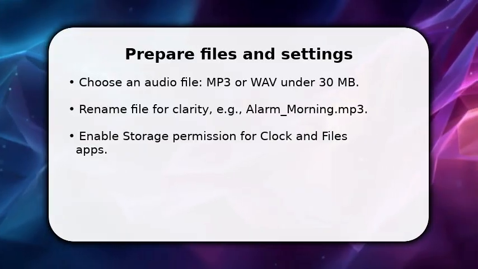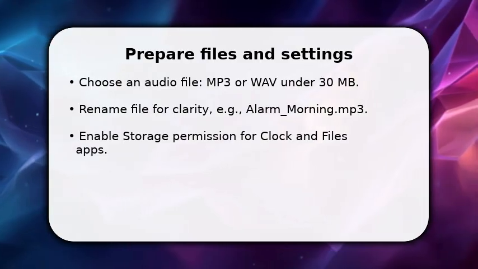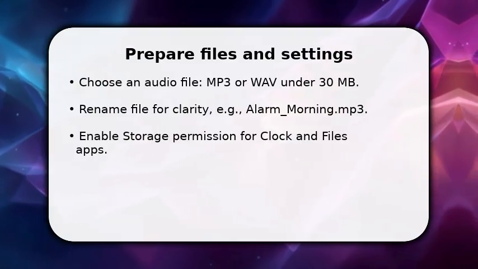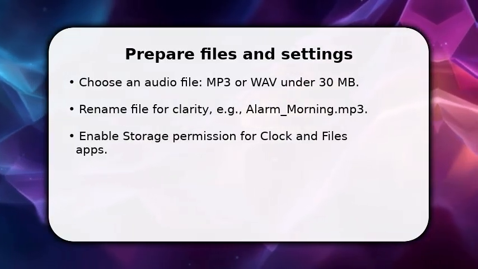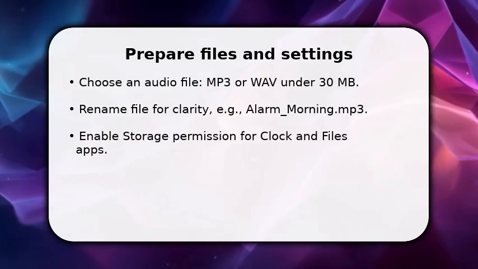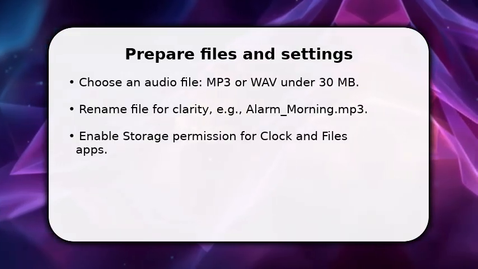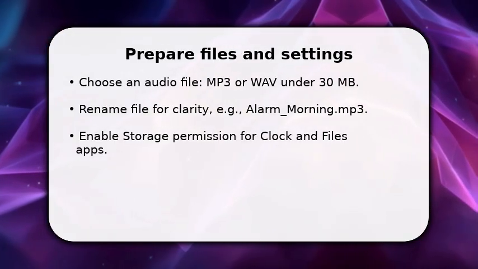You start by preparing the audio and permissions. Copy your MP3 or WAV onto the phone's internal storage. Place it in a folder named Alarms or Ringtones so Android can find it. Make sure the clock app and your file manager have storage permission. Without permission, you cannot select the file.